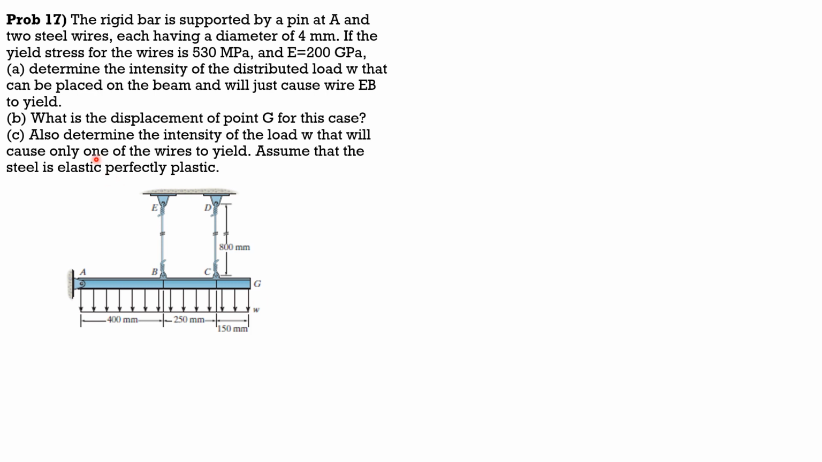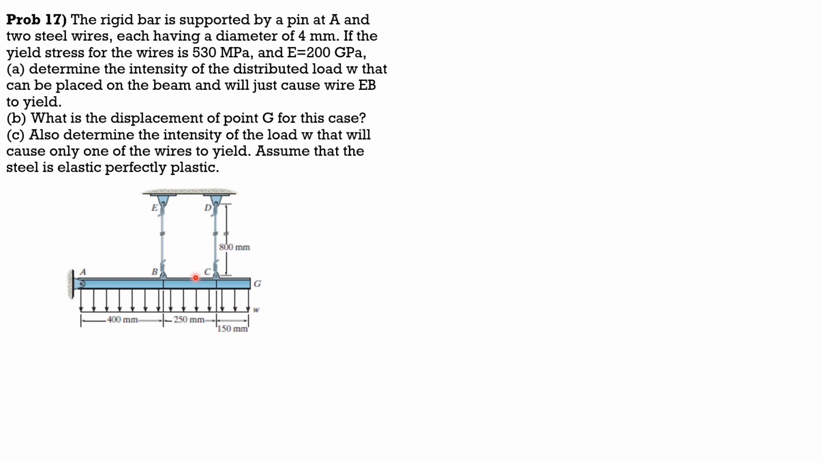So take note that in the first part, only EB will start to yield here because CD is far from the pivot point, so it has greater displacement. So if EB starts to yield, much more with CD. So CD has yielded actually. So the stress in AB is sigma y, the stress in CD is also sigma y.